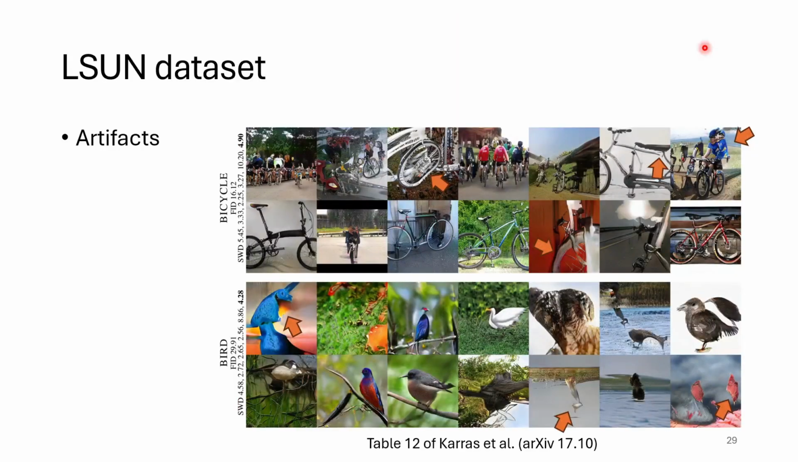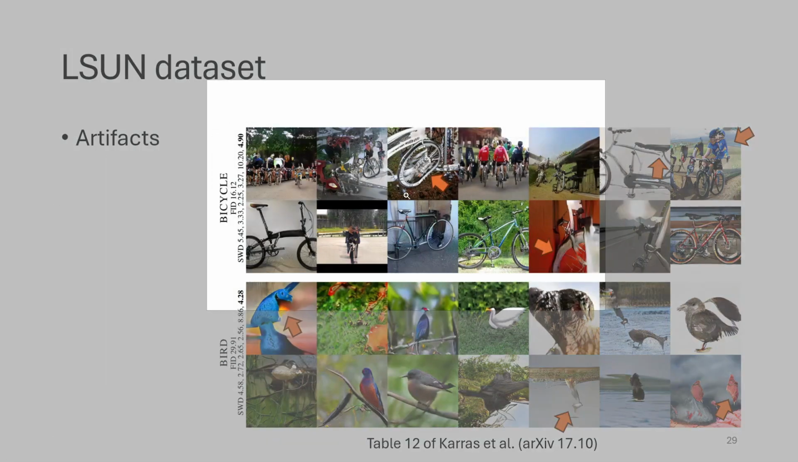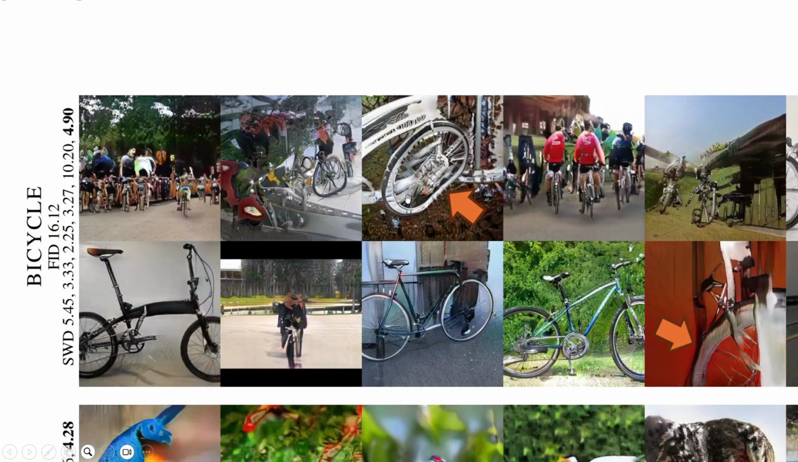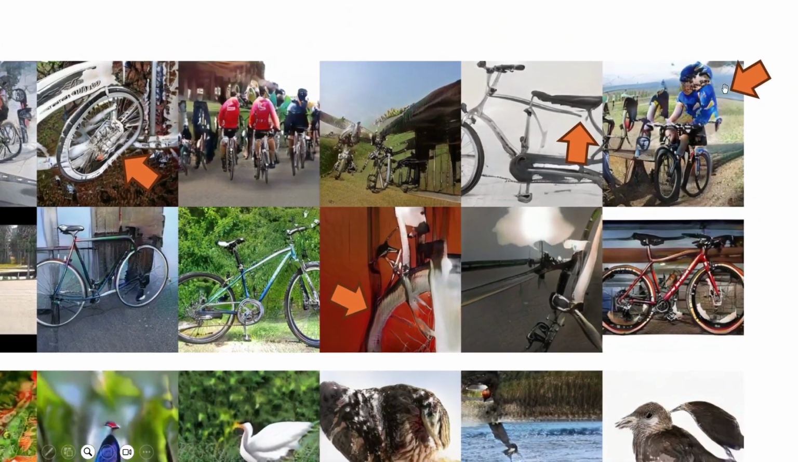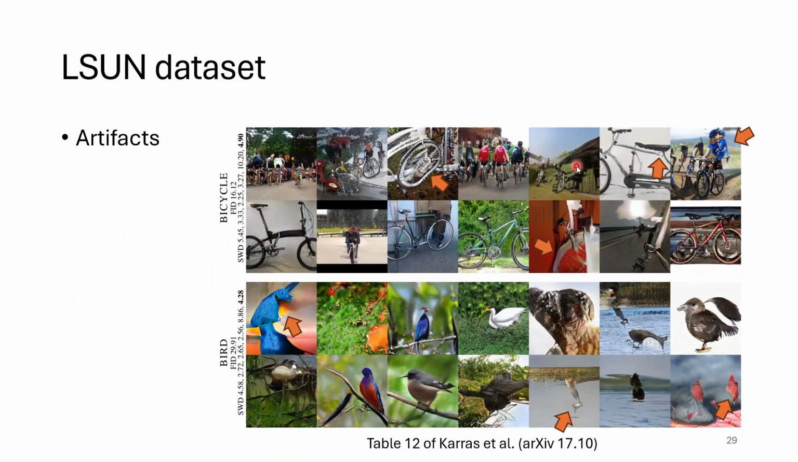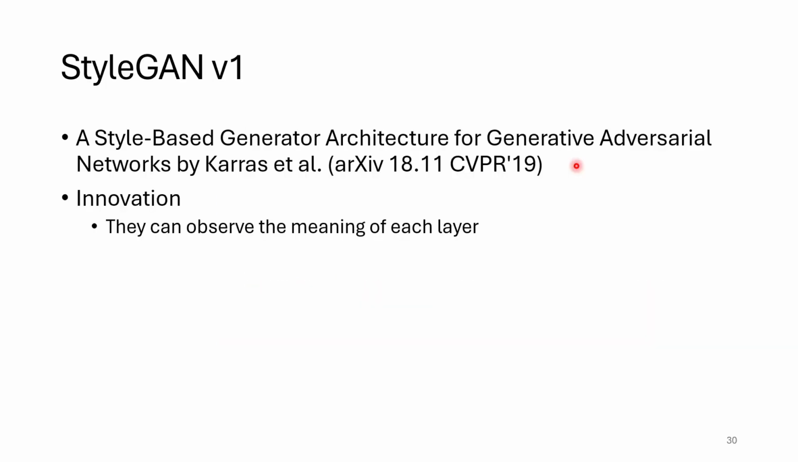But however, that is for faces. But for other datasets, is it so good? No. There are a lot of artifacts. So take a look. This is the LSUN dataset, as we saw for DCGAN. And there is another subset, for example, bicycle. You can see clear artifacts here and artifacts here. Something is wrong. This is very unexplainable.